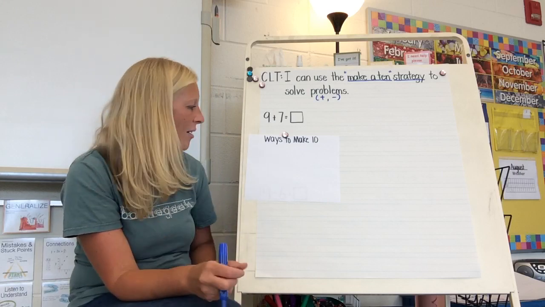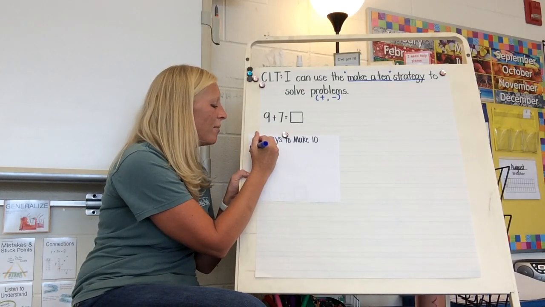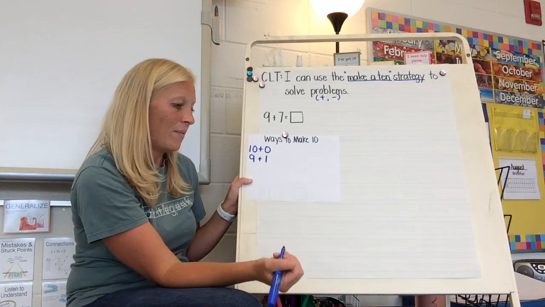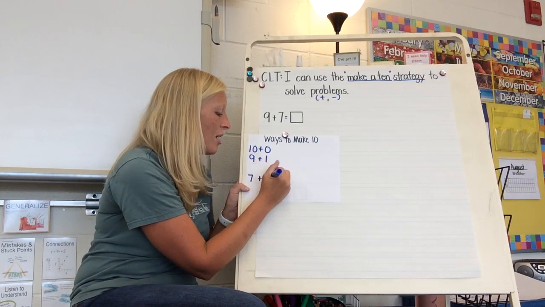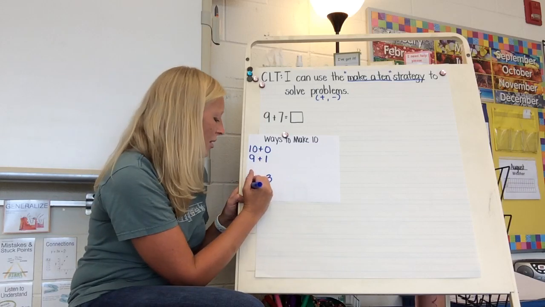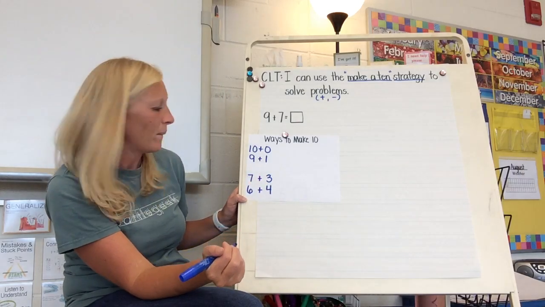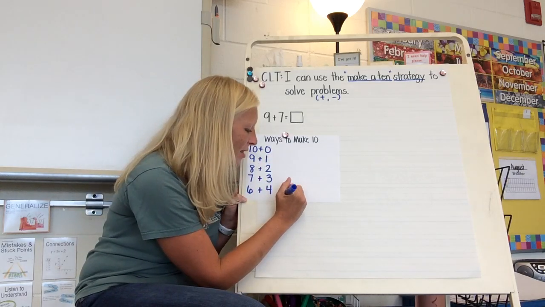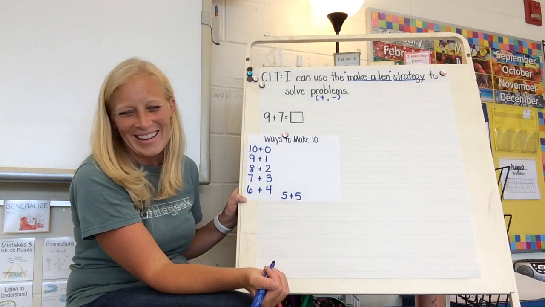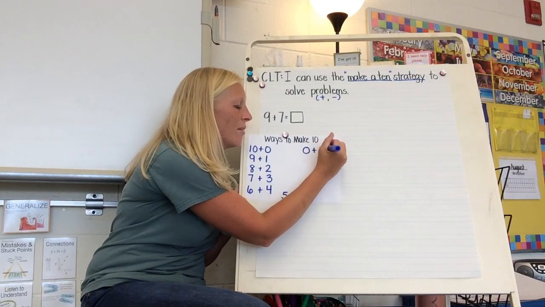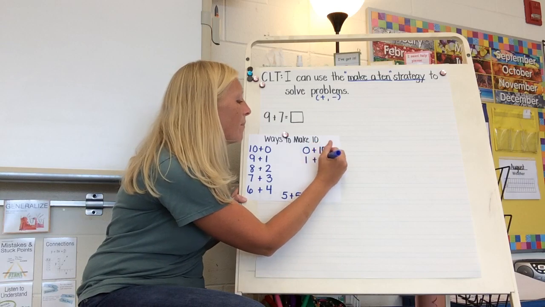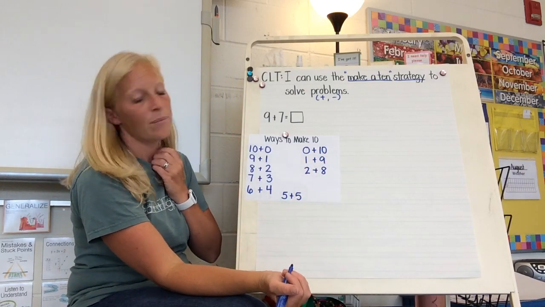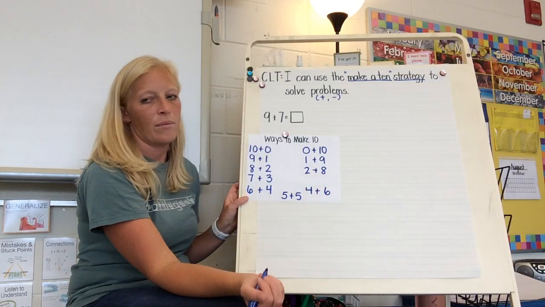I see some thumbs. What you got? Well, 10 and 0. That's a good one. What else? 9 and 1. 7 and 3. 6 and 4. 8 and 2. 5 plus 5, yes. I feel like we know that one pretty well, don't we? What about some others? Awesome.